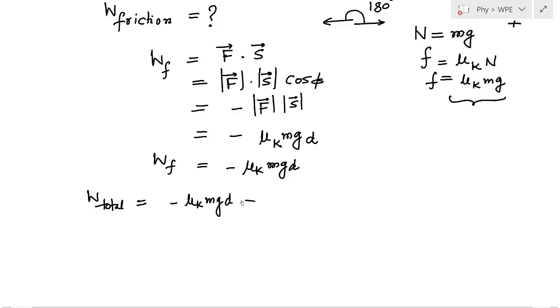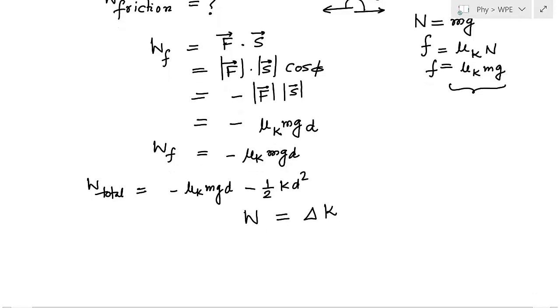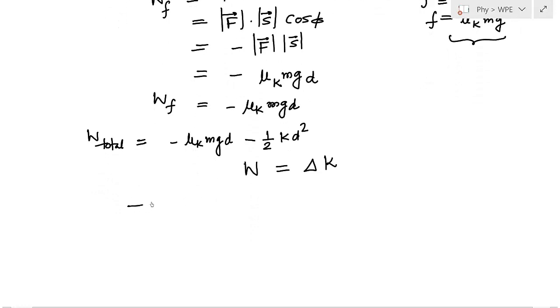And we already know, in the first part we calculated, work done by the spring on the glider is equal to minus half kd square. So this is the work done on the glider. Now if I apply the work-energy theorem, then total work done on the glider is equal to the change in kinetic energy of the glider. So total work done is minus mu k mg d minus half kd square, we just calculated, and for the change in kinetic energy, the final kinetic energy will be 0 because the velocity will be 0. The glider will come to rest.